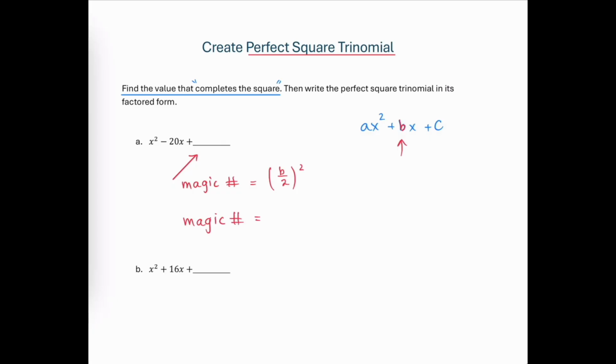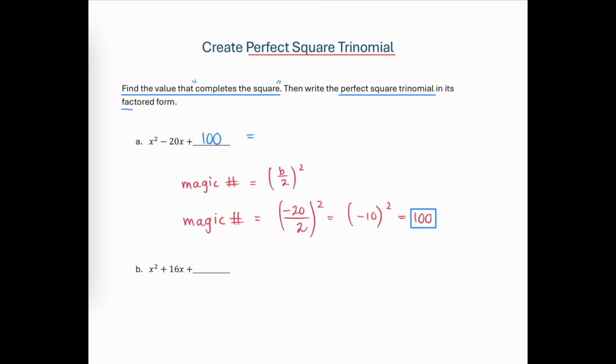So in this particular case, our magic number is going to be determined by taking our b coefficient, which is -20. We're going to divide that value by 2 and then square the quantity. So we've got -10 inside the parentheses, quantity squared, gives us +100. This is our magic number that completes the square, so we'll pop it right here. And then we want to write this perfect square trinomial that we just created in its factored form. So this trinomial factors into x minus 10 times x minus 10, which is the same thing as x minus 10 quantity squared.